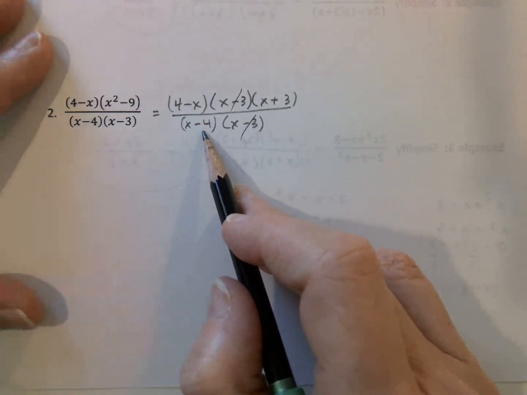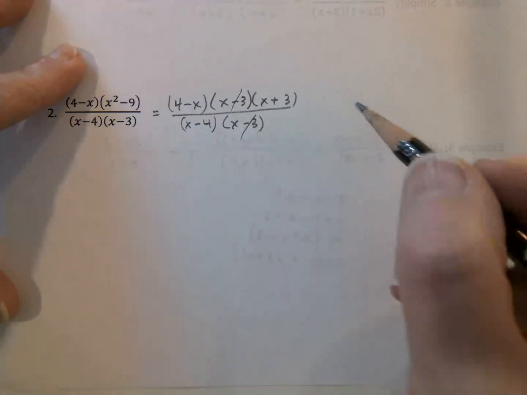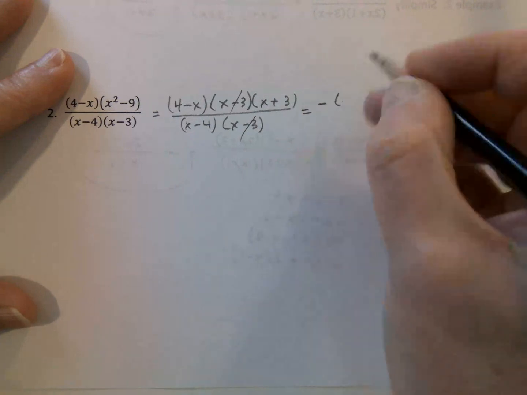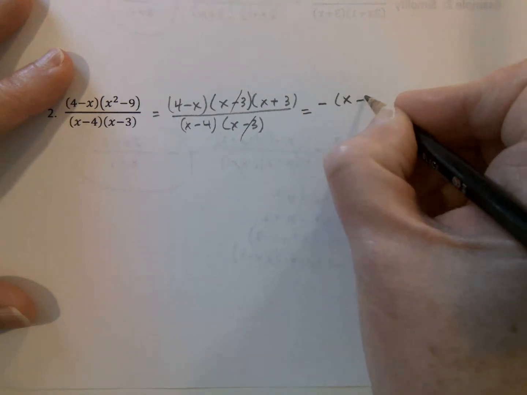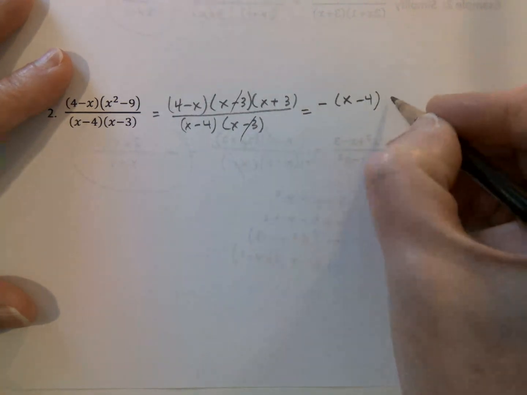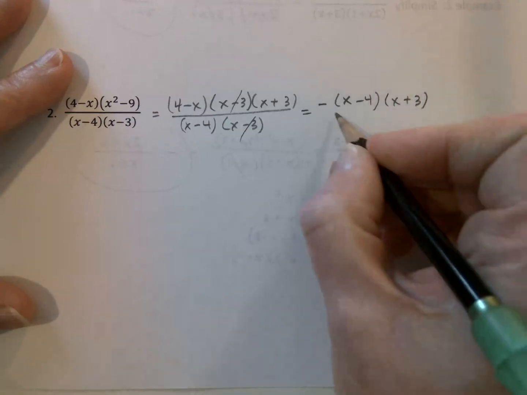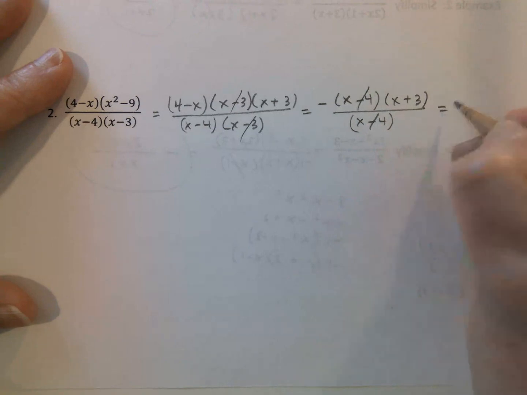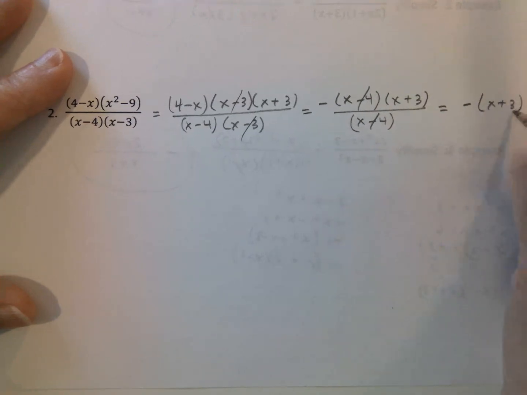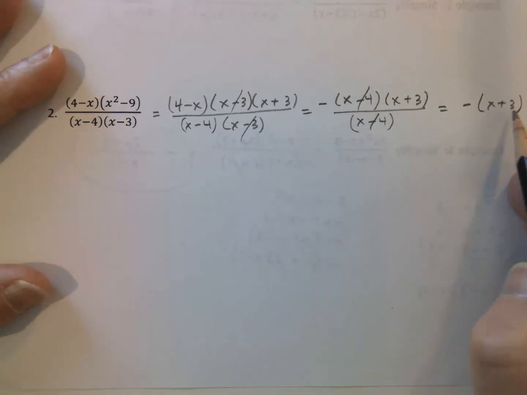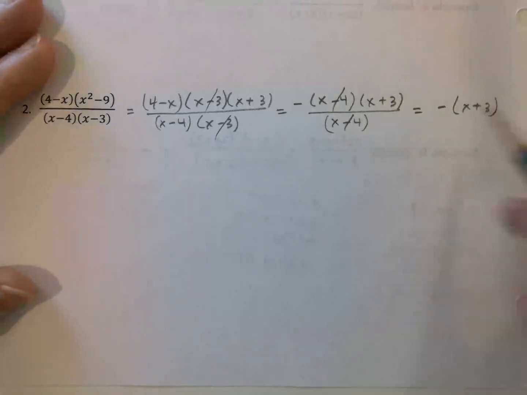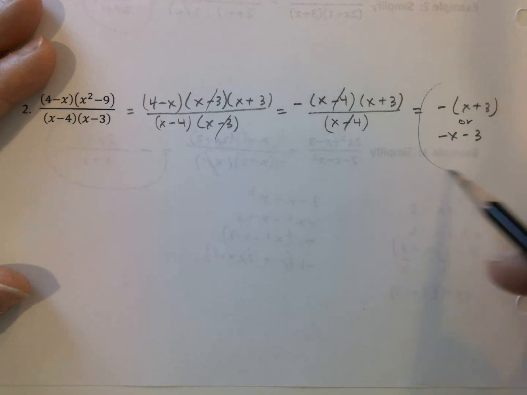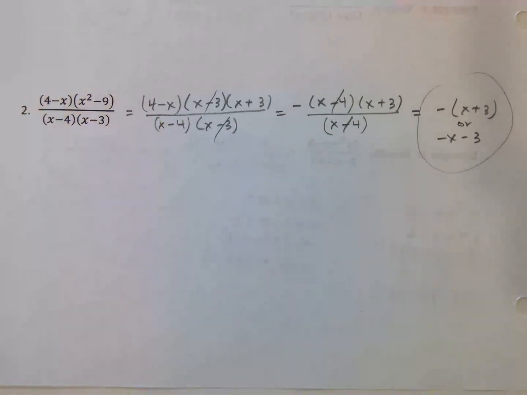Subtraction is not commutative. However, if you recall, when we talked about opposites, I can factor out a negative, and this 4 minus x becomes an x minus 4 all over x minus 4. Now I can cancel these out, and I'm left with a negative x plus 3. Keep that x plus 3 in parentheses since you have this negative, or you can distribute the negative and write it like that. Okay, so be careful about your opposites.